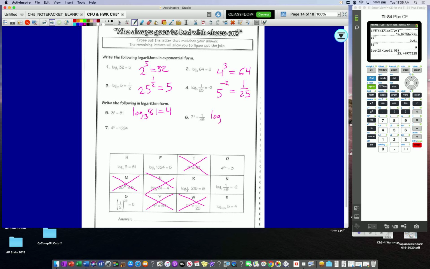Log, my base is 7. My number is 1 over 49 equals negative 2. Cross that one out. Last one. Log, base is 4 of the number 1,024 equals the exponent 5. Cross that one out. What are we left with?